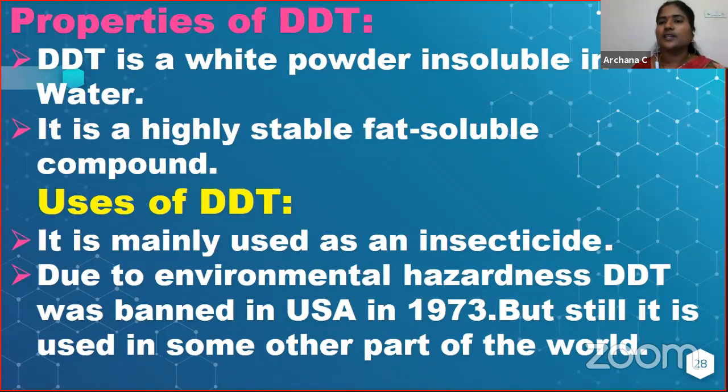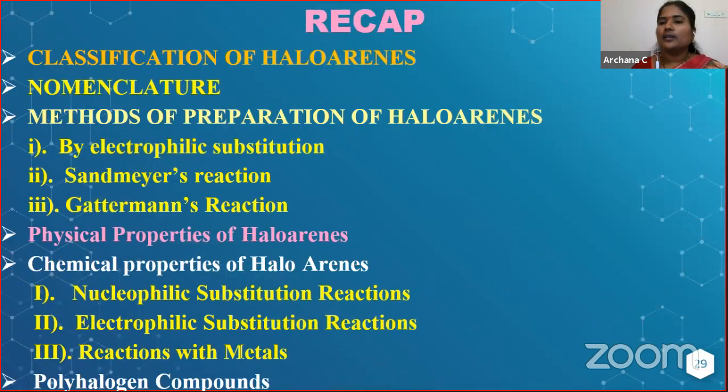So what we discussed here: dichloromethane, trichloromethane (chloroform), triiodomethane, that is iodoform, and carbon tetrachloride we learned, and also we learned the freons, and also the DDT. All these come under the polyhalogen compounds. So with this we completed the haloarenes. Children, practice well.